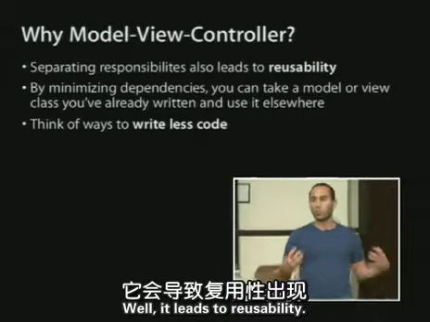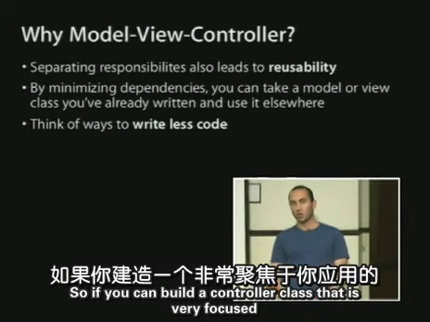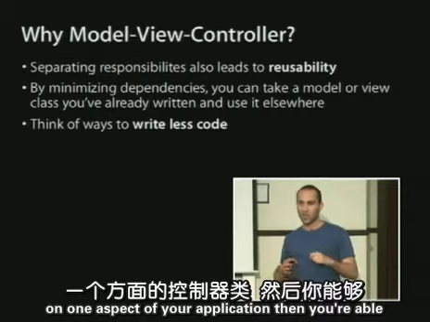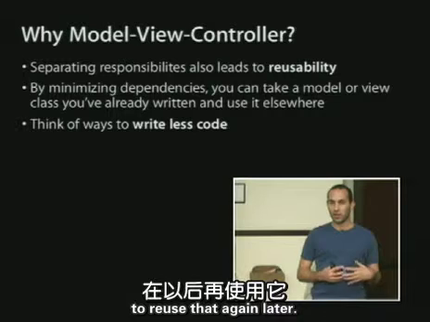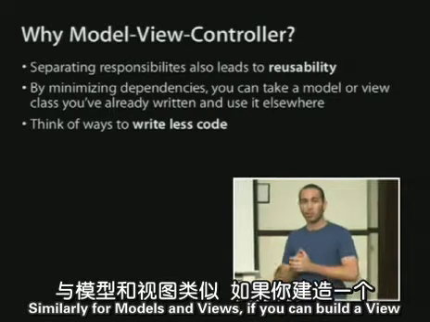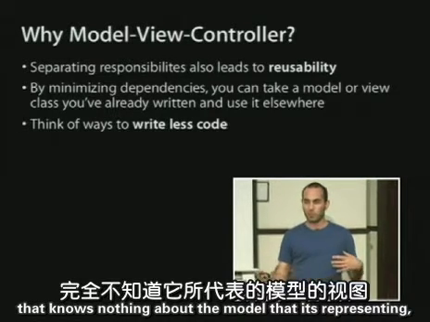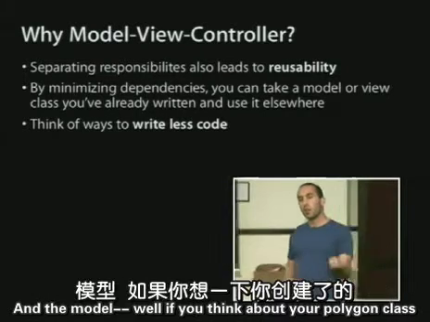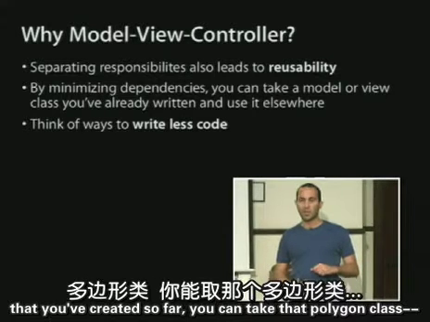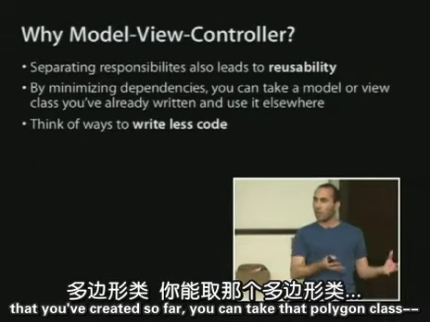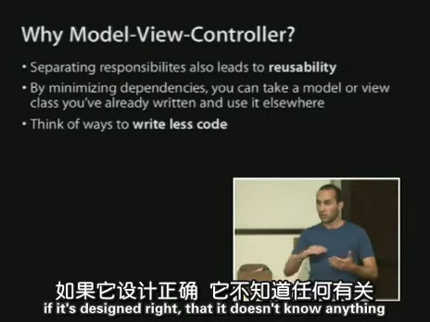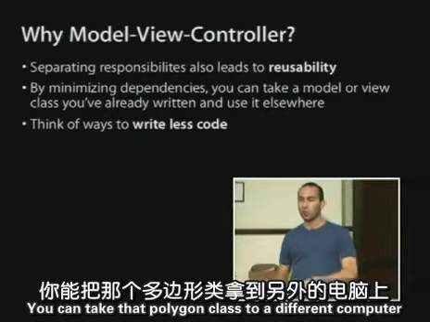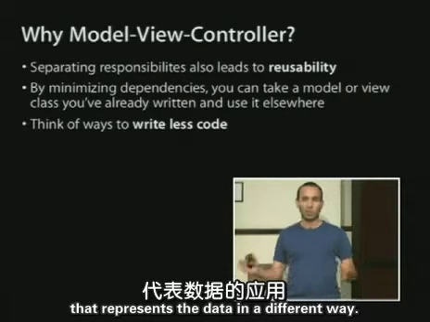So what else? Why would you use model view controller? Well, it leads to reusability. If you can build a controller class that is very focused on one aspect of your application, then you're able to reuse that again later. Similarly, for models and views, if you can build a view that knows nothing about the model that it's representing, then that view can go on and be used in different ways. And the model, well, if you think about your polygon class that you've created so far, if it's designed right, so that it doesn't know anything about the controller or the view above it, you can take that polygon class to a different computer and build a different application on top of it that represents the data in a different way.